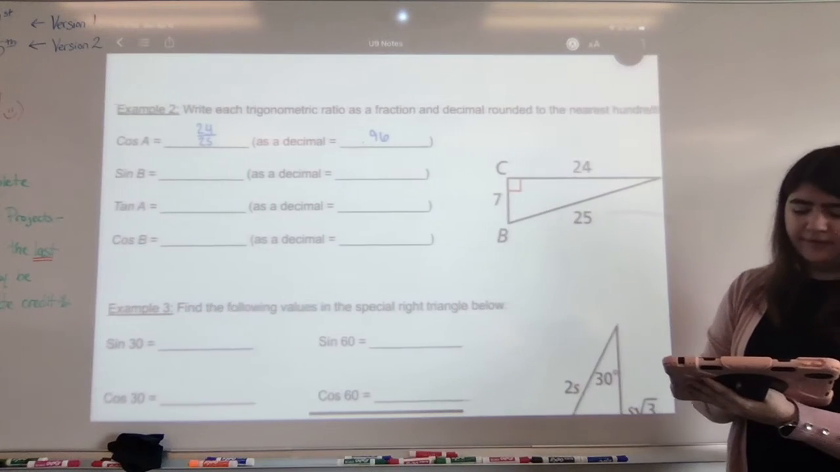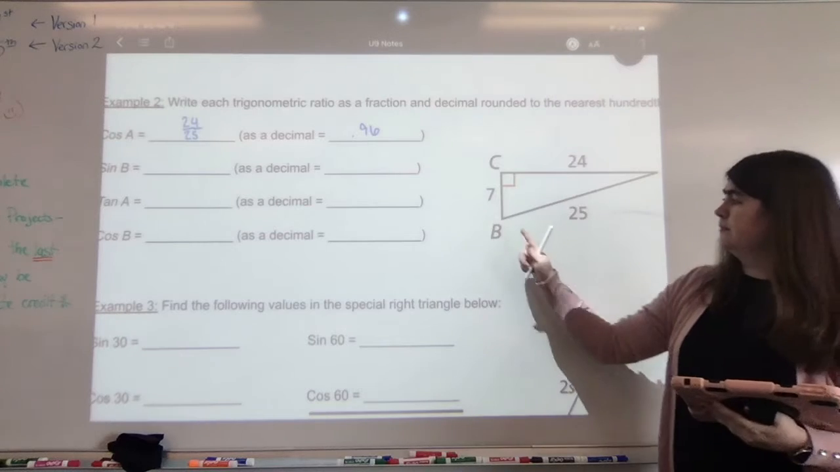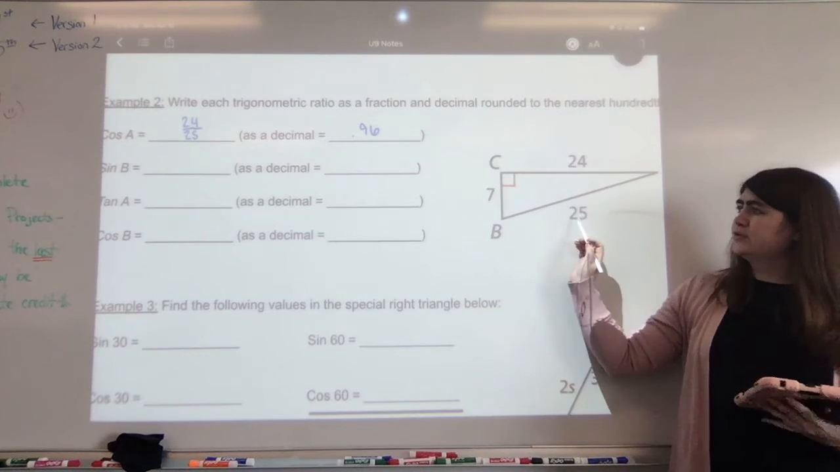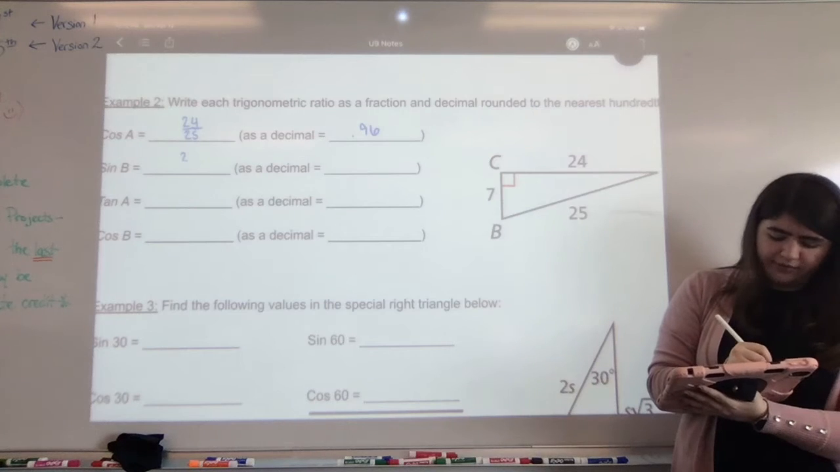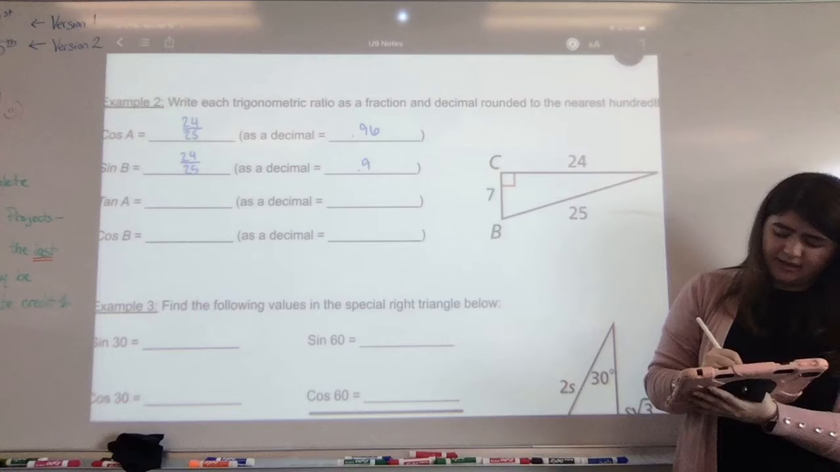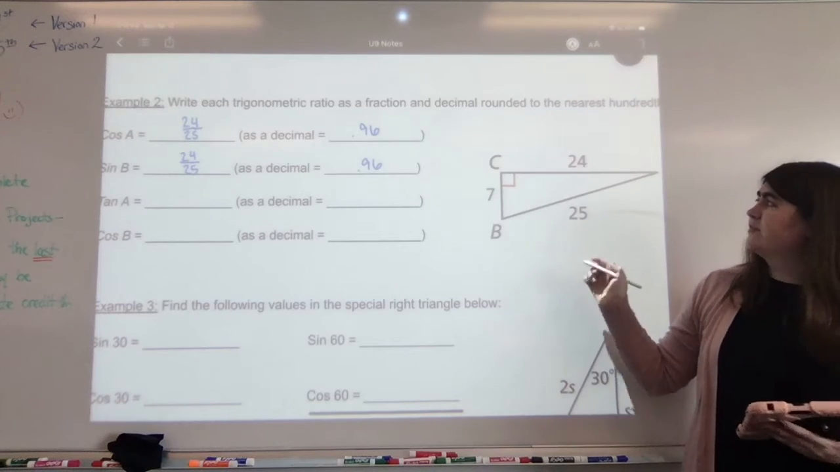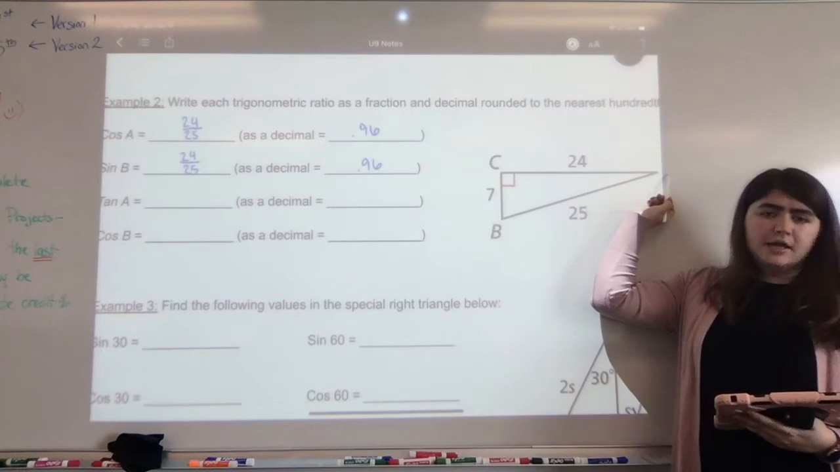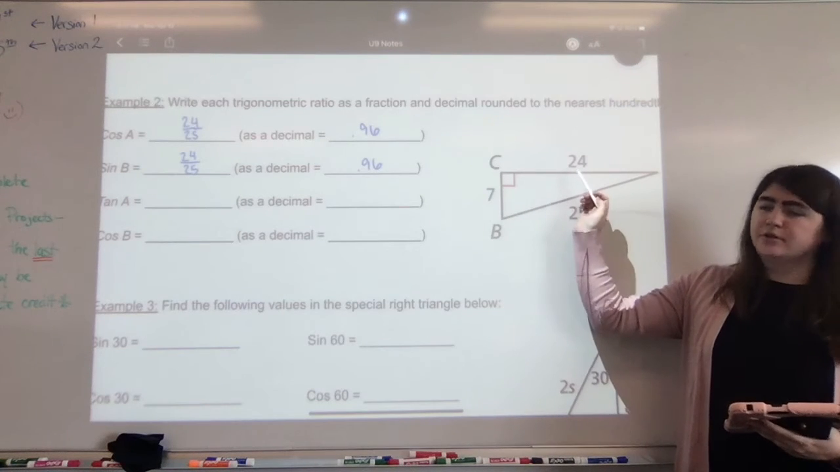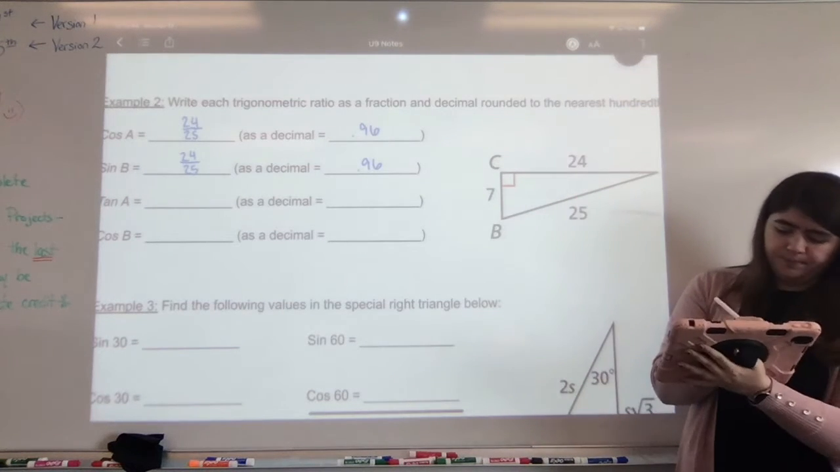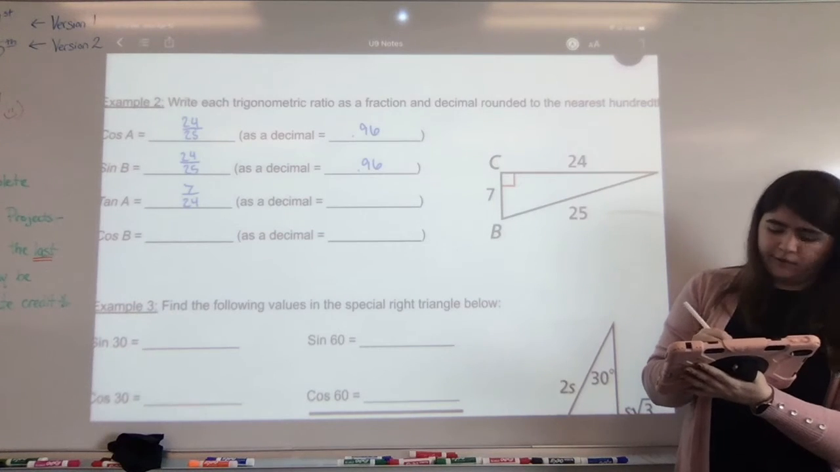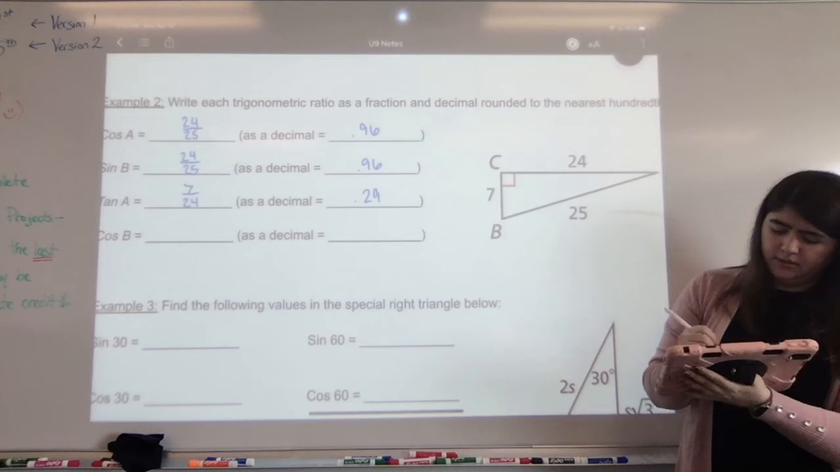All right, next we have the sine of angle B. Sine of B is opposite over hypotenuse, so I again have 24 over 25. And we already know that that is 0.96 as a decimal. Then we have tangent of angle A. Tangent is opposite over adjacent, again, not the hypotenuse. So I have 7 over 24. 7 over 24, when I divide that out, gives me 0.29.